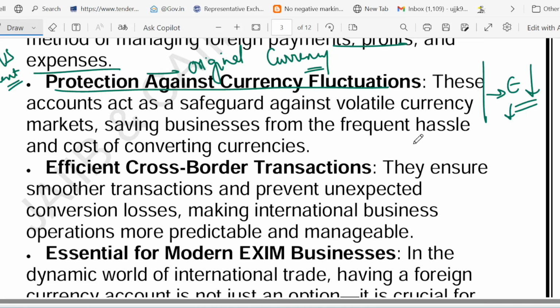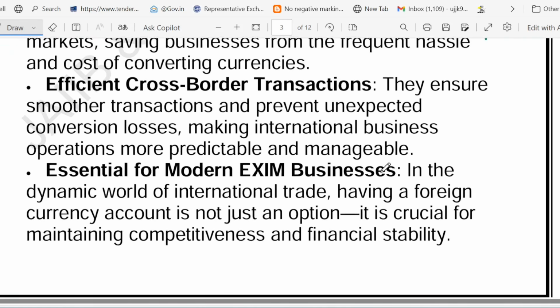Then comes efficient cross-border transactions. It means that money moves faster with fewer fees when you are not converting currency constantly. Since you have a multi-currency account, you are not converting the currency constantly. And since you are not converting constantly, how is it helpful? Money moves faster. Faster movement of money is ensured.